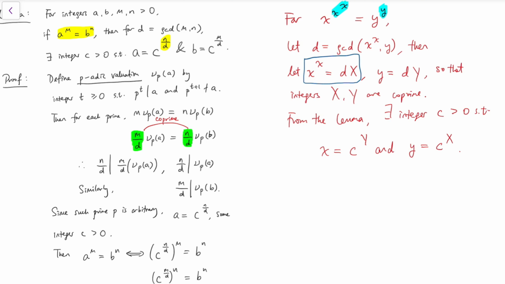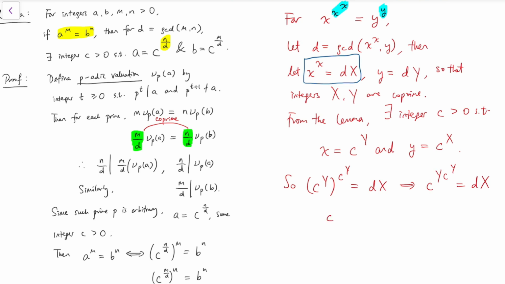And so we can put this back into the equations of the greatest common divisors. So then c to the power y, big Y, all to the power c to the power big Y equals d times big X. And this implies c to the power big Y times c to the power big Y equals d times big X.